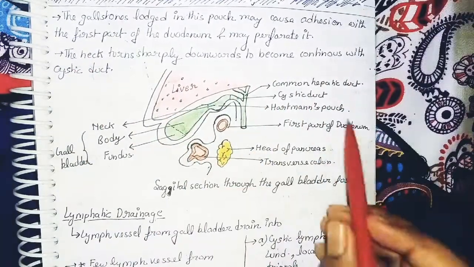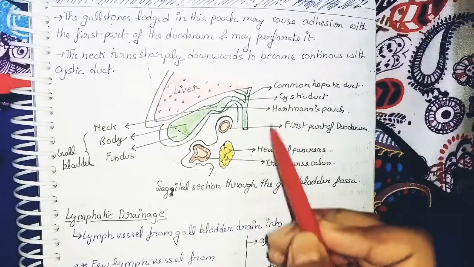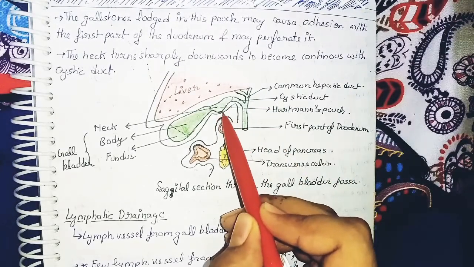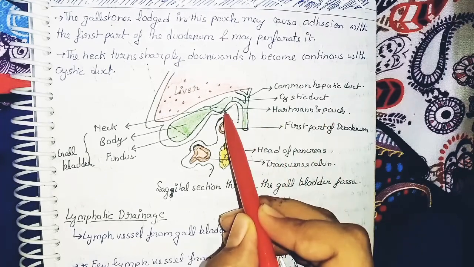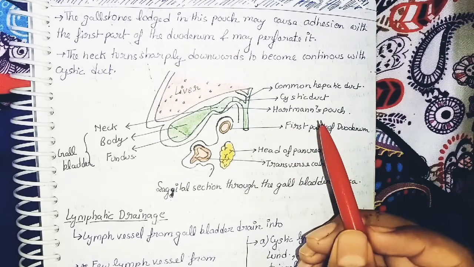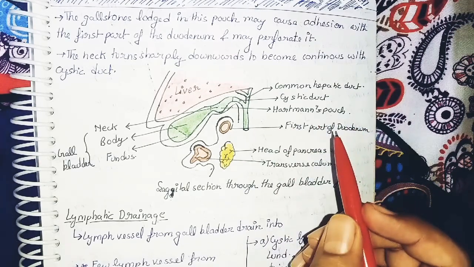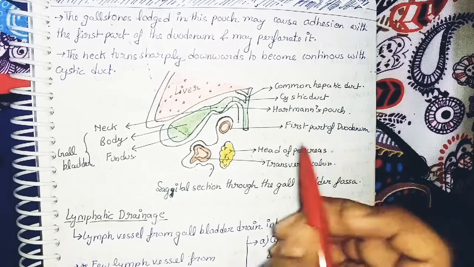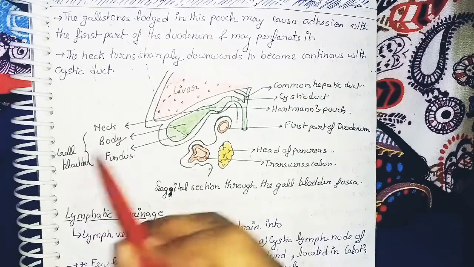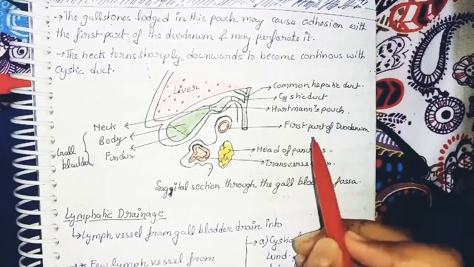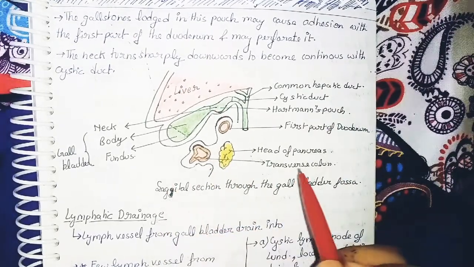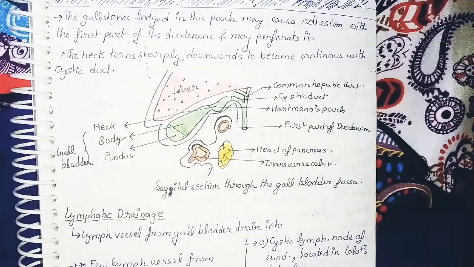As you can see in the diagram, this is the liver, this is the first part of the duodenum, which is related with Hartmann's pouch. This is Hartmann's pouch. So whenever there is a gallstone, it can cause adhesion with the first part of the duodenum, and then it can perforate it. So this is the neck, this is the body, the fundus of the gallbladder, this is the common hepatic duct, cystic duct, the head of the pancreas, and the transverse colon. This diagram represents the sagittal section through the gallbladder fossa.